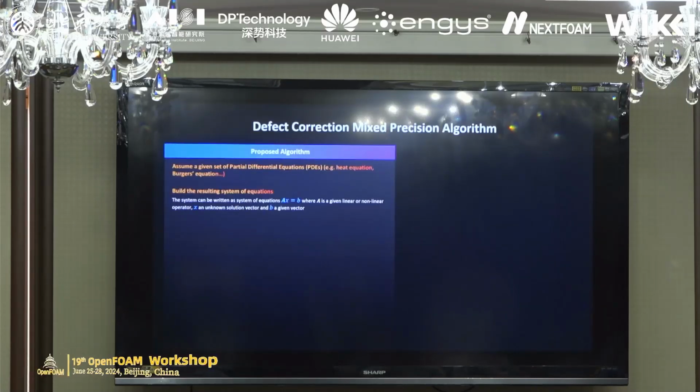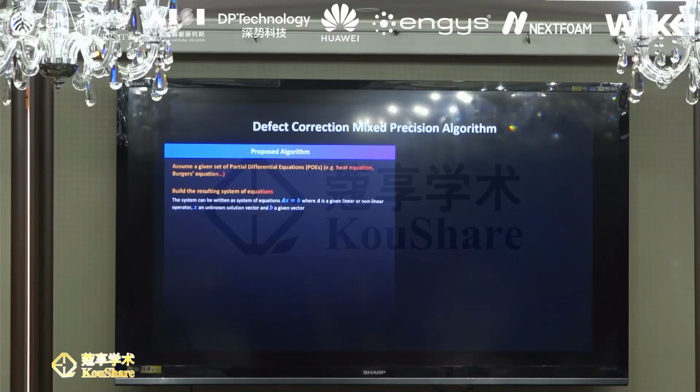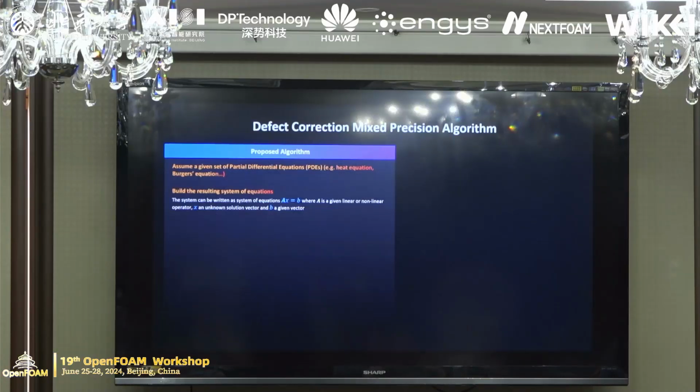So the idea is that we start from a given set of PDEs. It can be the heat equation, it can be the Burgers equation, the Navier-Stokes equation. And then no matter what you're doing, after discretization you get to a system AX equals B. At that stage, I'm not making an assumption on A. A can be a linear or nonlinear operator that is applied to X. X is the solution that you're looking for. B is a given right-hand side vector.